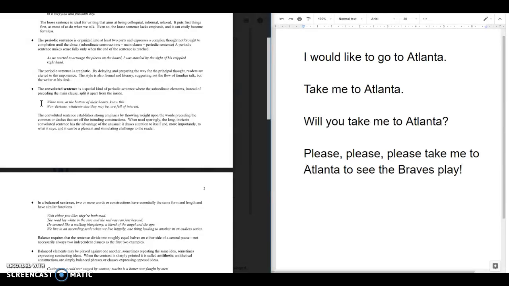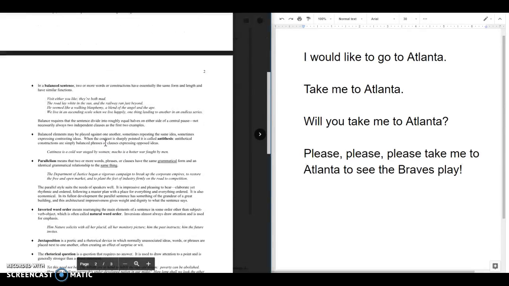And this is called a convoluted sentence. Next, we have balanced sentences, and this is when two or more words or constructions within your sentence have the same form and length. Notice that this sentence is joined with a semicolon, and the first part of the sentence nearly matches the length of the second part of the sentence.